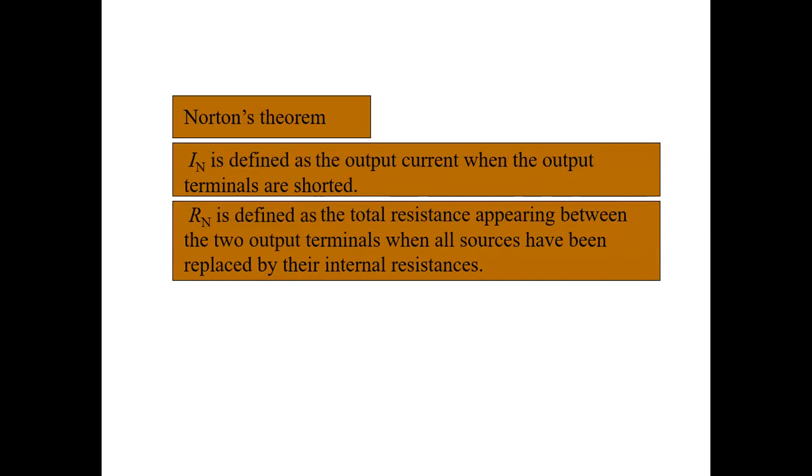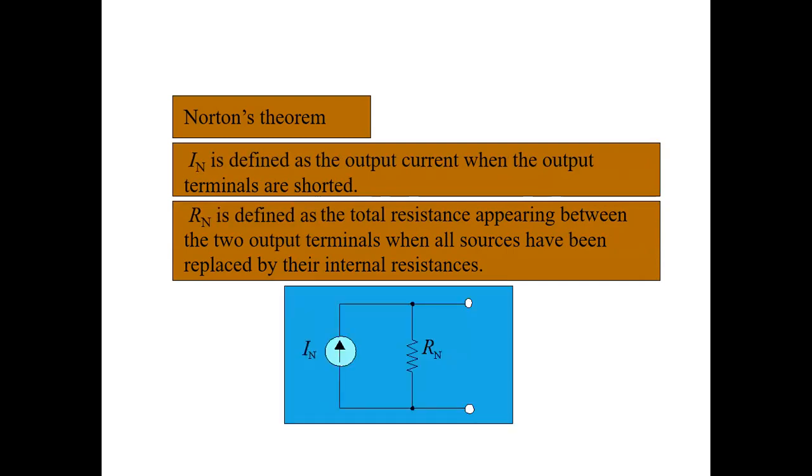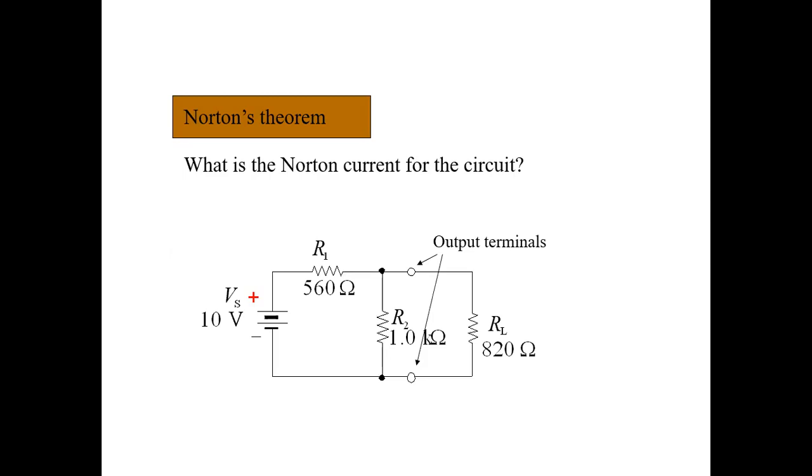Rn is nothing but the equivalent resistance in between those two terminals. So to solve that example of Norton's theorem, take a circuit which has three resistances R1, R2 and RL, and a 10 volt voltage supply.